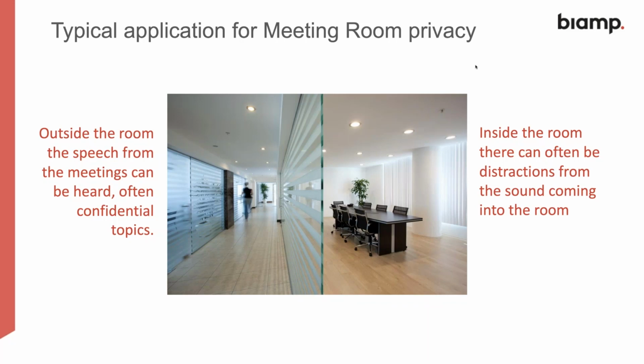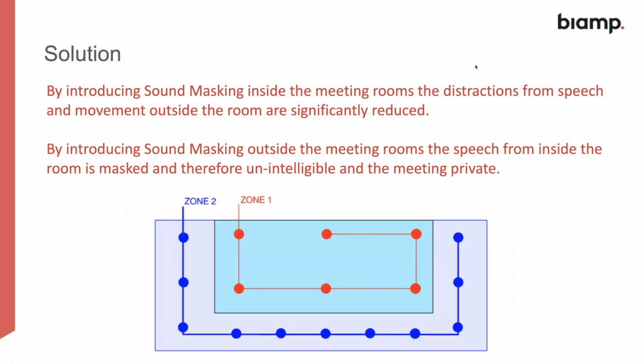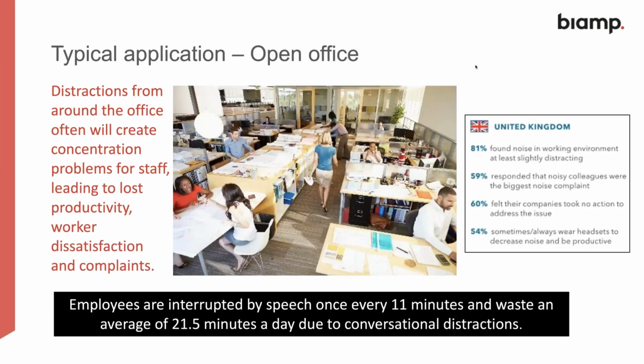In the meeting room environment, what we're trying to do here is we're trying to mask the room itself, which we have to do outside. So outside the room, speech from the meetings can be heard, which is often a confidential topic. So this has to be done outside in the corridor area. And again, inside the room, there can be distractions coming in from the outside with people walking around. So in this situation, we'd use 2 zones, zone 1, which would be inside the room, and zone 2, which would be outside the room in the corridor area, to reduce the intelligibility from the speech.